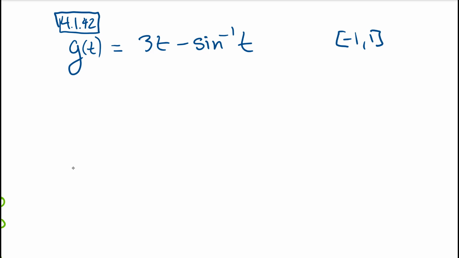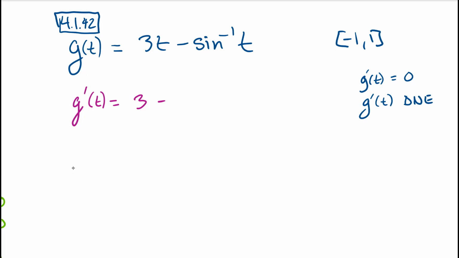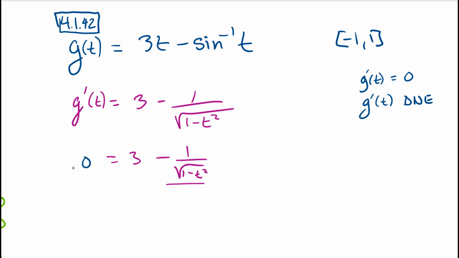All right. So we're going to want to find two things, where our g prime of t equals 0 and where our g prime of t does not exist. So let's take a derivative. Let's go. So g prime of t is equal to the derivative of 3t, which is 3, and then the derivative of sine inverse of t is 1 over the square root of 1 minus t squared. Cool. Well, let's start off by setting this thing equal to 0. Let's go solve. 3 minus 1 over the square root of 1 minus t squared. So why don't we add this over, so we have all positives.